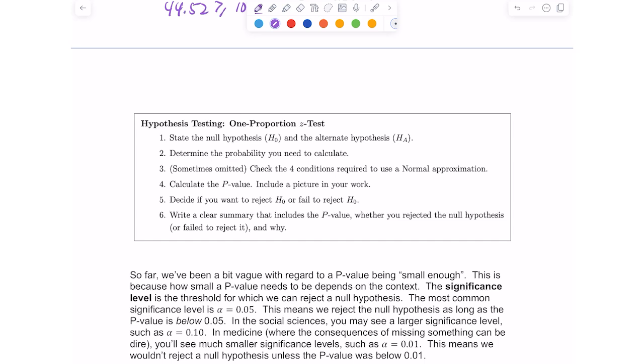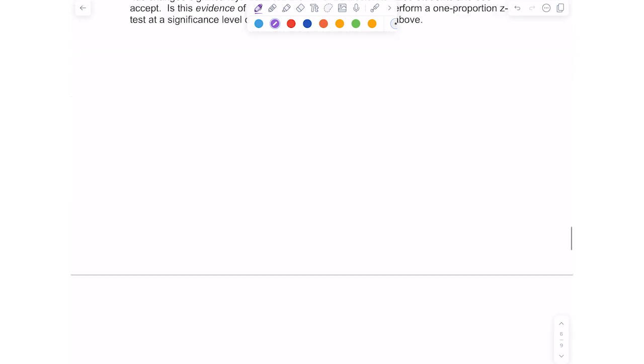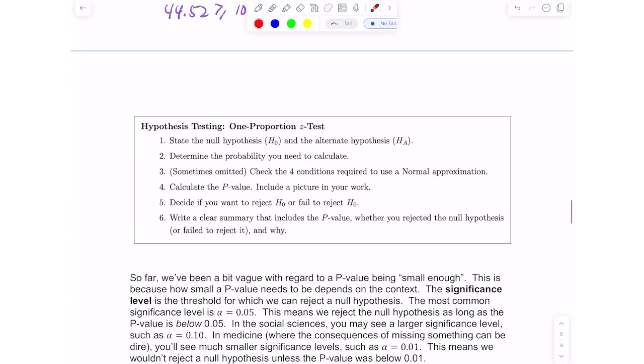Hypothesis testing here. We're looking specifically at one proportion z-tests. So just to recap what we did in the last video, anytime you're doing a hypothesis test, you want to follow the following 6 steps. You always want to state your hypotheses, so the null and the alternative. You want to determine the probability that you need to calculate. You can check the 4 conditions required to use the normal approximation. Calculate your p-value, make sure you always draw a picture.